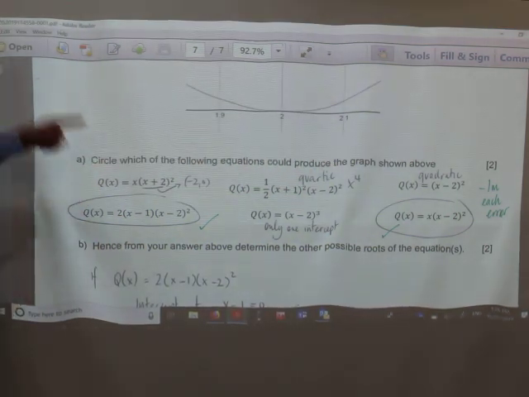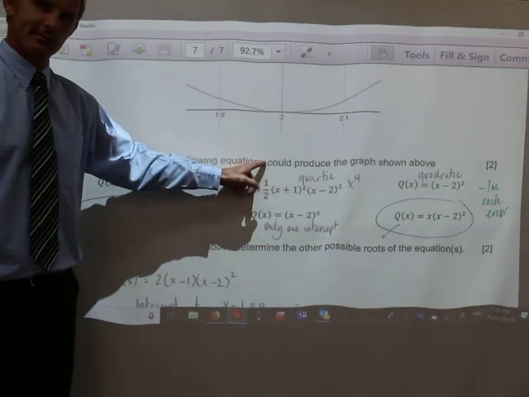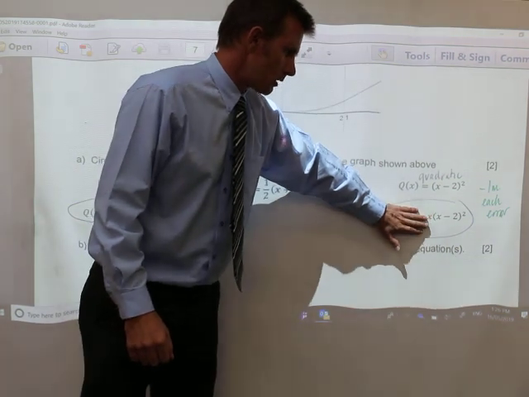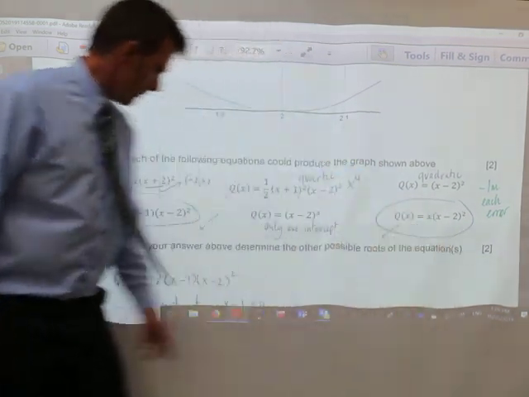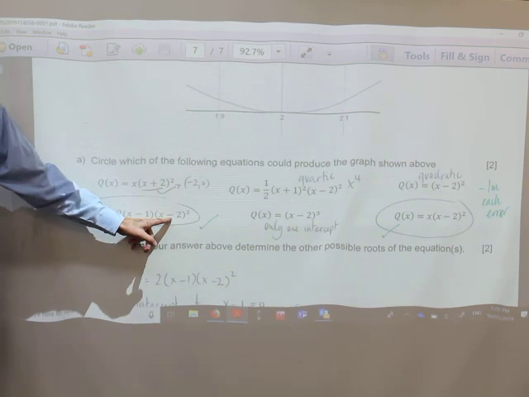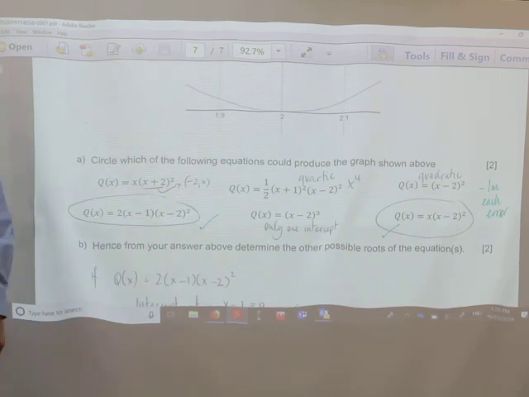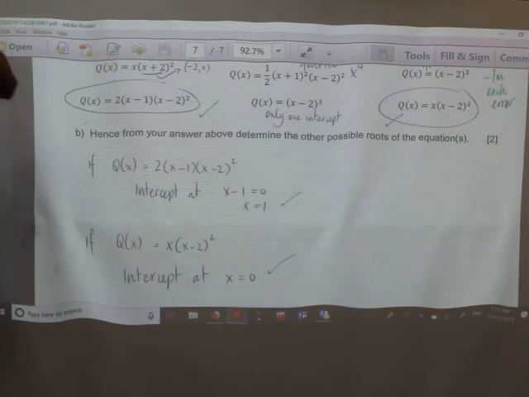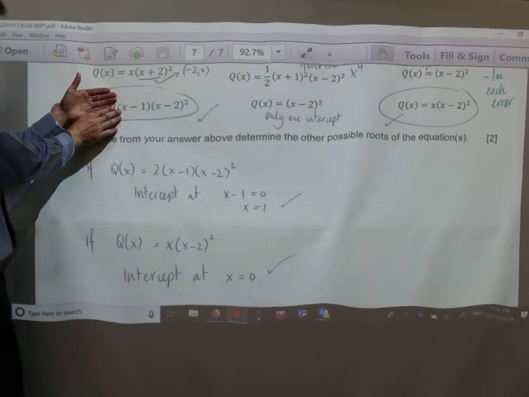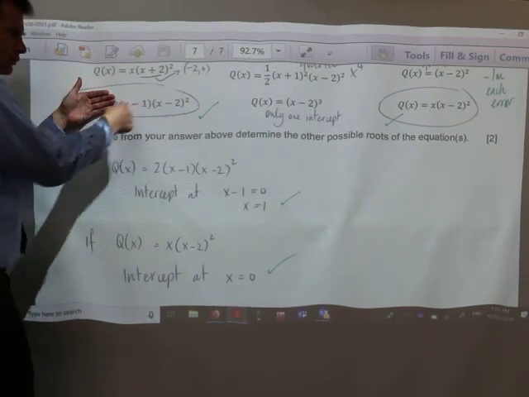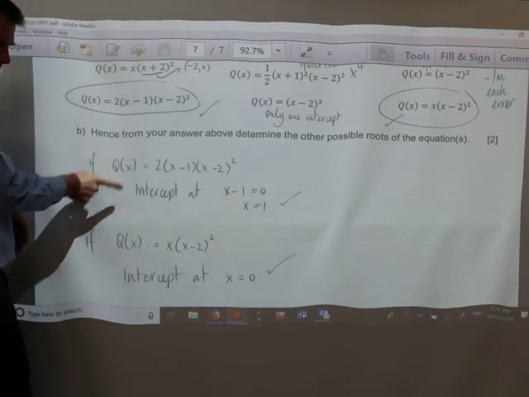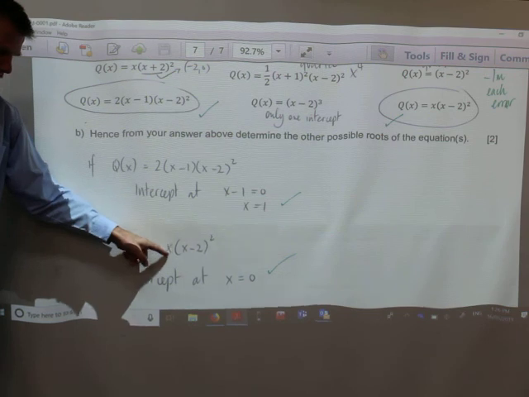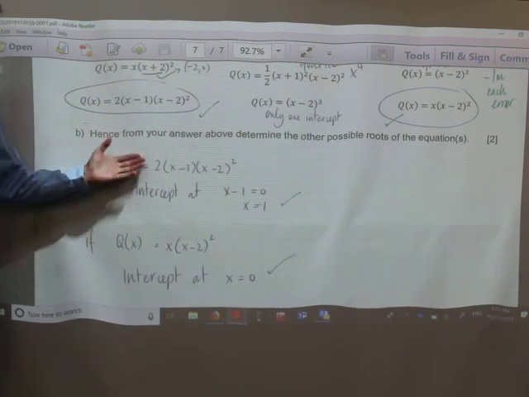Now it did say circle which of the following equations. So that was your hint, so maybe there's more than one. This one is cubic, x-intercept of 2. I'm good there. This is cubic, has an x-intercept of 2. I'm good there. And then it says, from your answers above, determine the other solutions to it. Well, if it was this one, then I've already got this as a solution. It's this part that needs to be the solution. And you can see what I've done. And if it was the one over there, then this part's got to be the other solution. So it's going to be x equals 1, x equals 0.